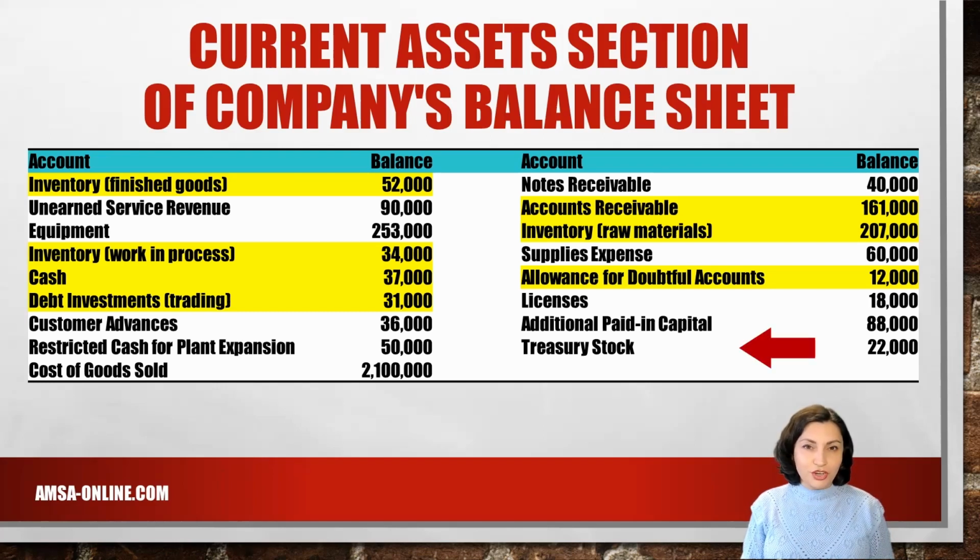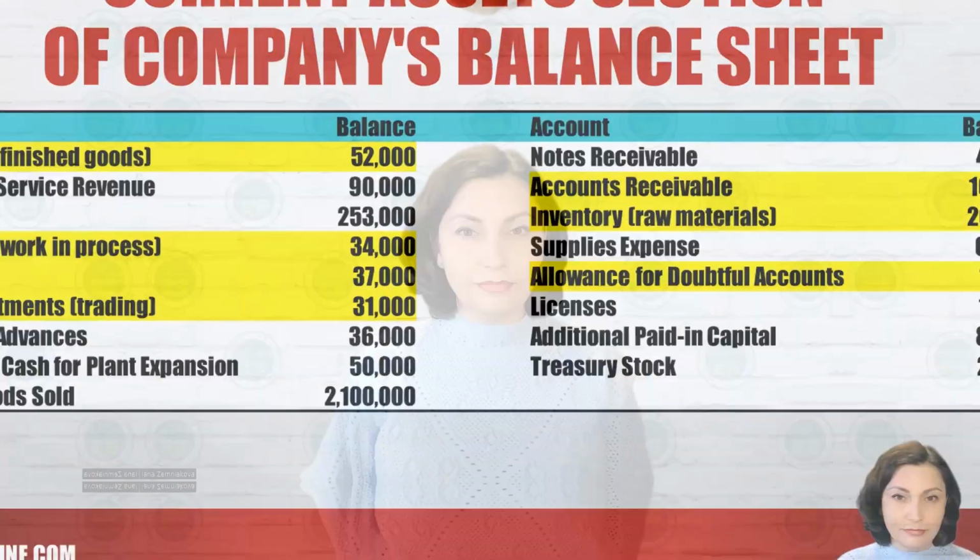Treasury stock is shares in a company that the issuer has reacquired. The amount of cash paid to buy back treasury stock is recorded in a contra equity account that appears in the equity section of the balance sheet.